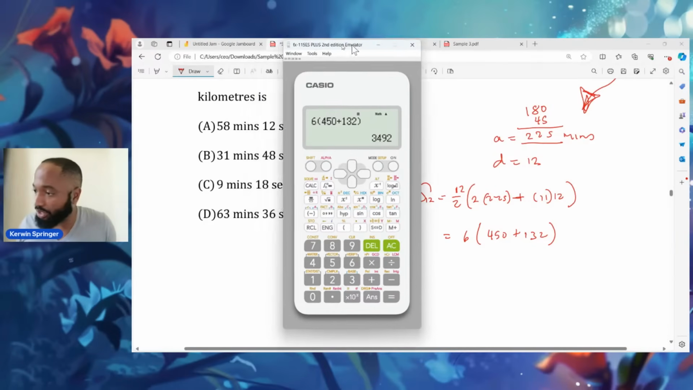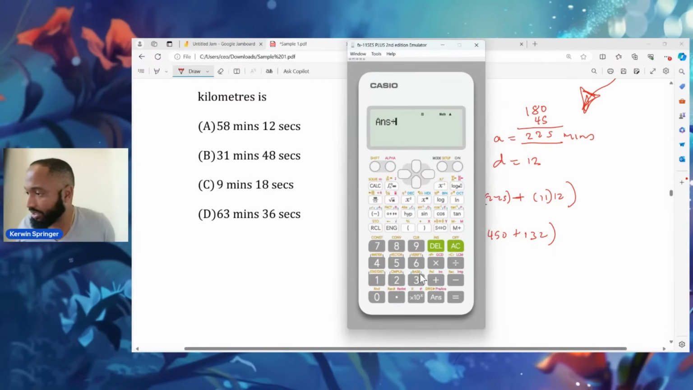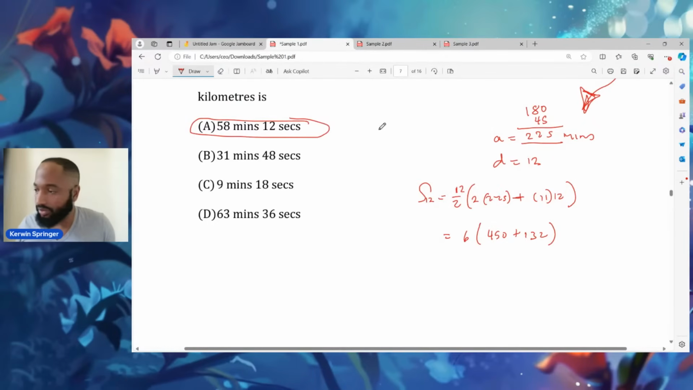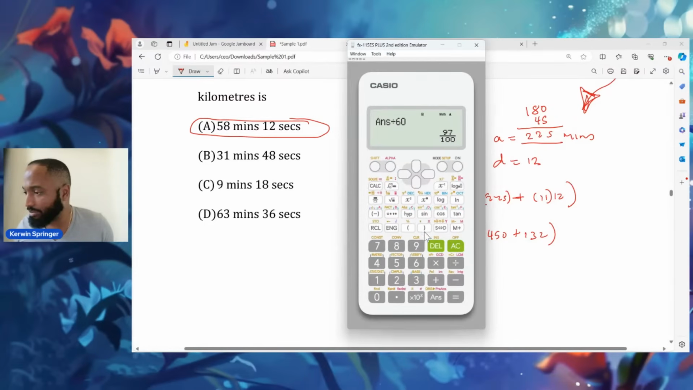This is the answer we got, 3492. We want to divide this by 60. And when we divide by 60, you could get it like this, 58.2. So 58 and a fifth, so 58 minutes 12 seconds. There's another way to do division on the Casio. I'm just showing you some quick things that might help you all in the future.